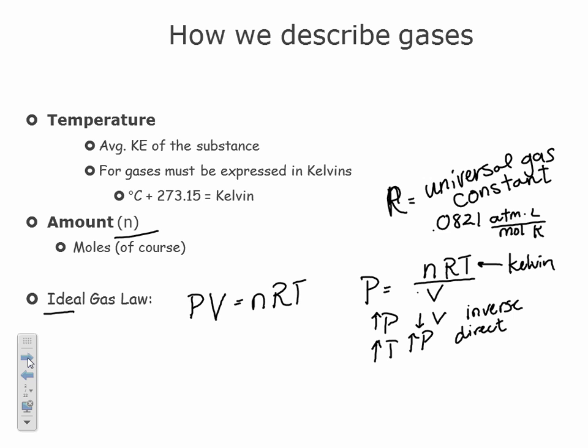And then pressure and the amount of the gas are also directly related. So an increase in the amount of the gas will cause an increase in pressure. We are going to use these relationships to make conversions from one condition of a gas to different conditions of a gas. So we're going to use these to solve gas law problems. And then, of course, if we don't have changing conditions, we're going to use the ideal gas law.